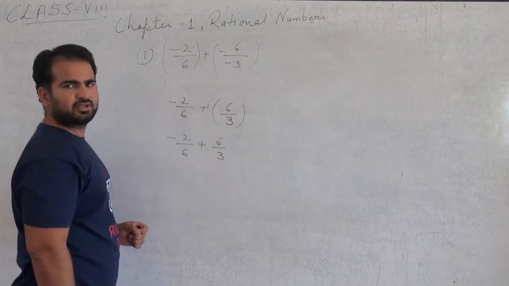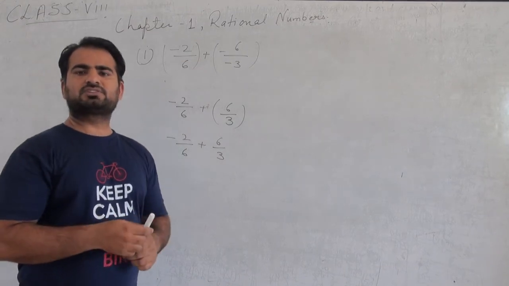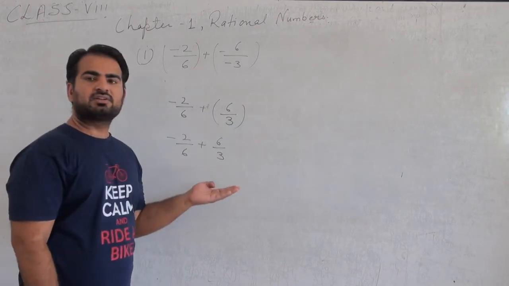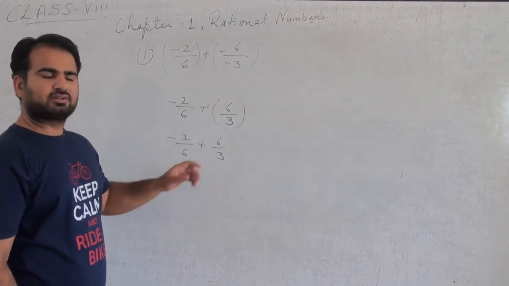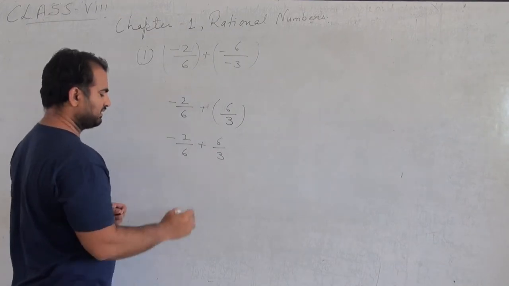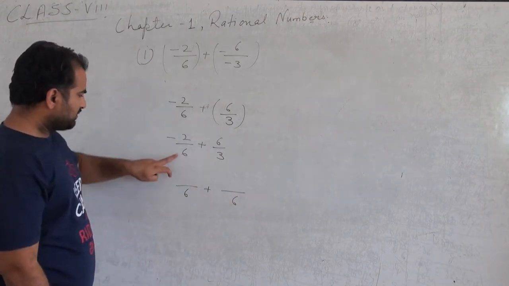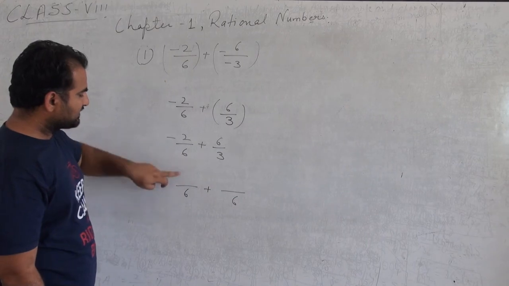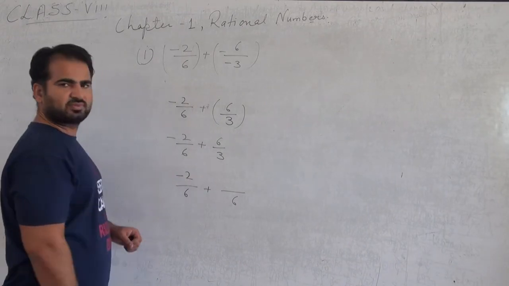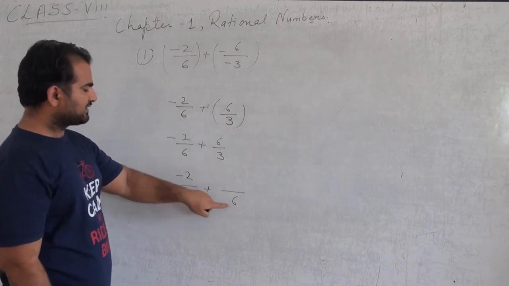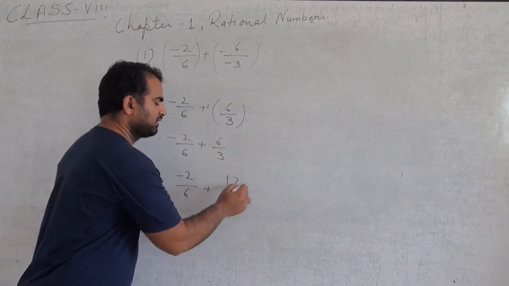Done. Now if we have to add or subtract two rational numbers when their denominators are not the same, we have to find the LCM and change them accordingly. So what is the LCM of 6 and 3? The LCM of 6 and 3 will be 6. So first of all we divide 6 by 6. It will be 1 multiplied by minus 2, so minus 2. Okay, divide 6 by 3. So 6 divided by 3 is 2 and 2 multiplied by 6 is 12.